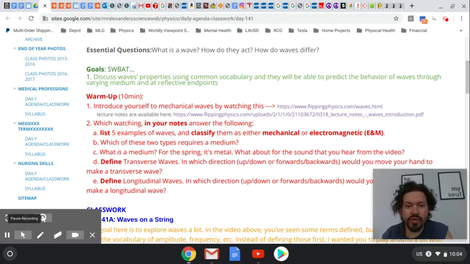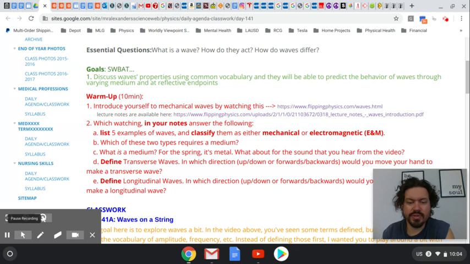So let's see. Which of these require a medium? Well, a medium is something that the wave travels through, and of these two types, mechanical and electromagnetic, the one that requires touching is mechanical. Electromagnetic waves are cool because they don't require any kind of medium. That's why they can go through space. That's why light can get from the sun to us, even though there's basically nothing out there in space. It's kind of a special trick.